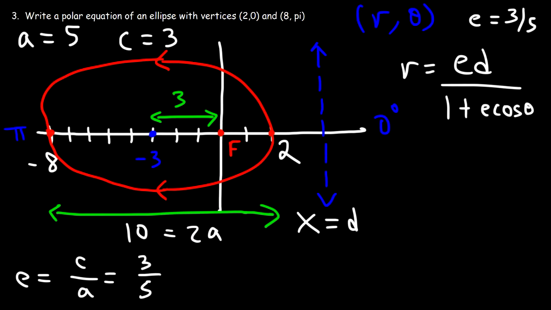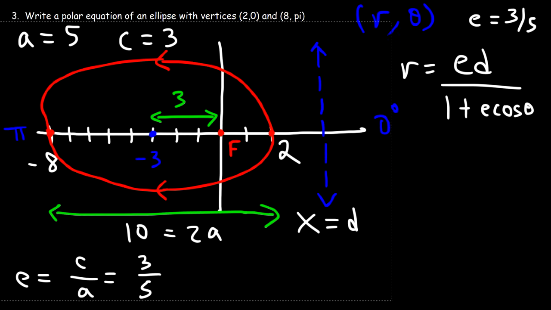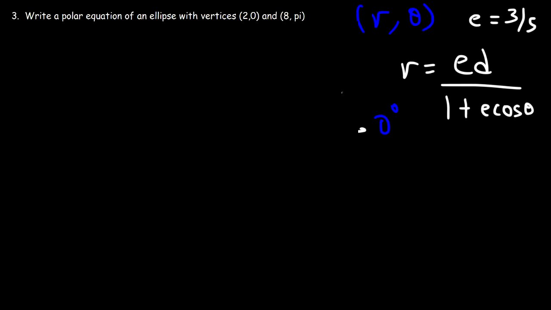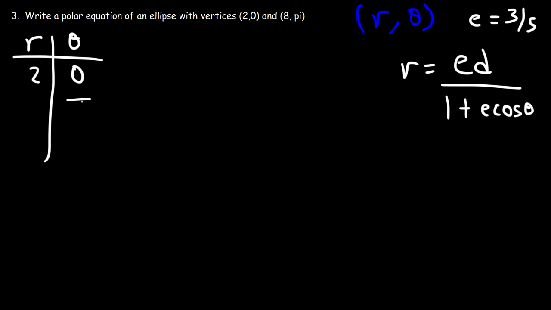Now, what we need to do is determine D somehow. How can we determine D? At this point, we can get rid of the graph. We don't need it anymore, now that we have the eccentricity. So keep in mind the values of r and theta that we have. When theta is 0, r is 2. And when theta is pi, r is 8.